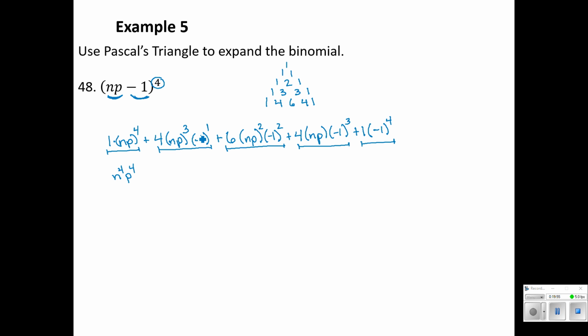The next one, I notice that enclosed in here I've got -1 to the first. So when I do the +4 times the -1, it will make that whole term a -4, and then I've got n to the third p to the third. The next one, I've got -1 being squared, so that negative gets washed out, and it's a +6 n to the second p to the second. Next one here, I've got -1 to the third power. Okay, that negative is going to hang on, -4np. And then -1 to the fourth is a +1, so that last term is +1.